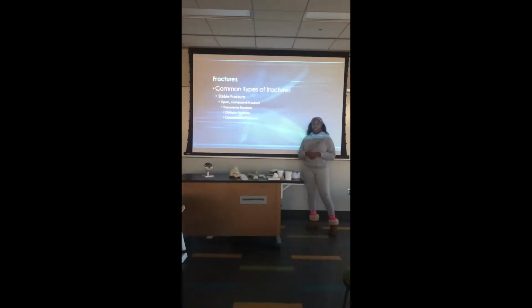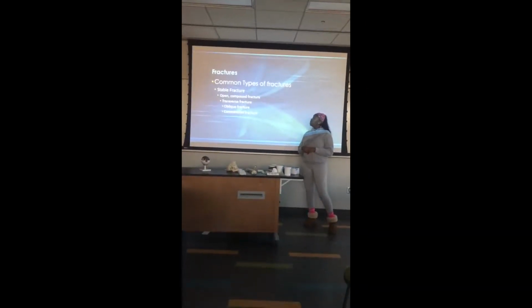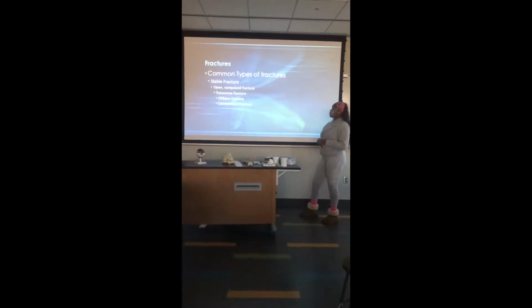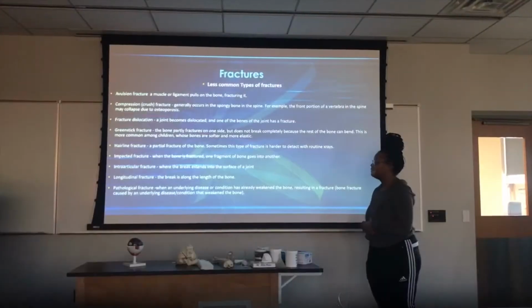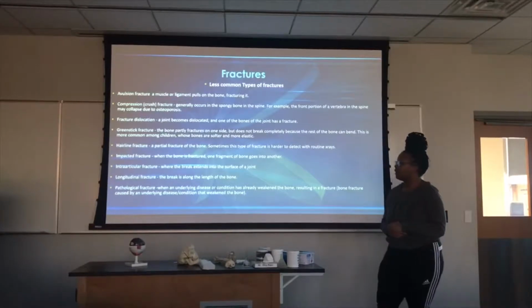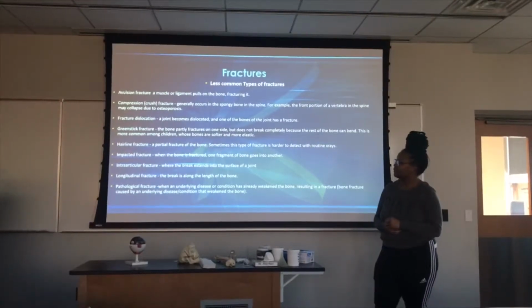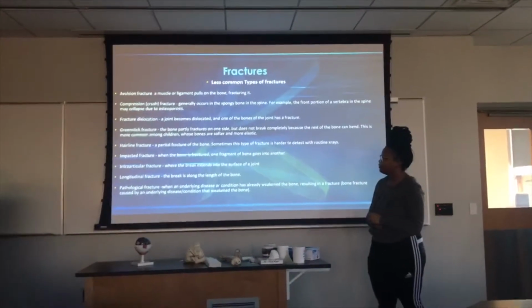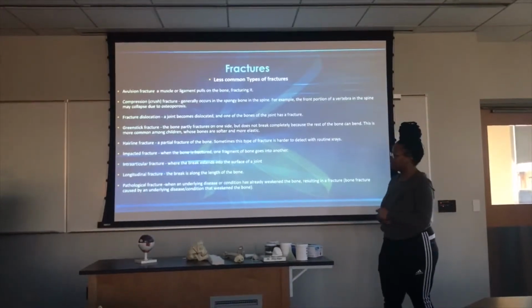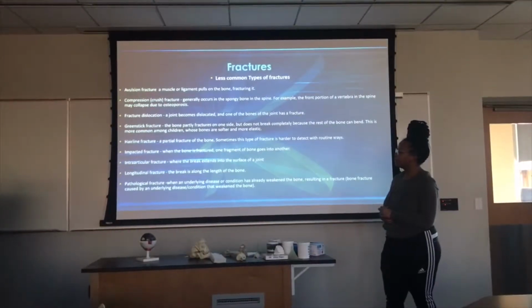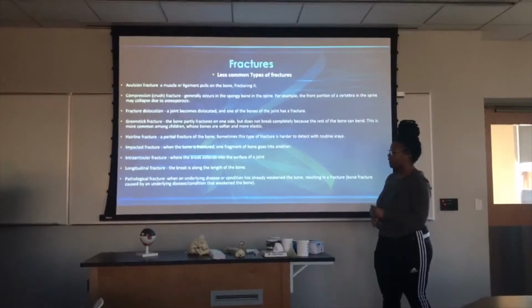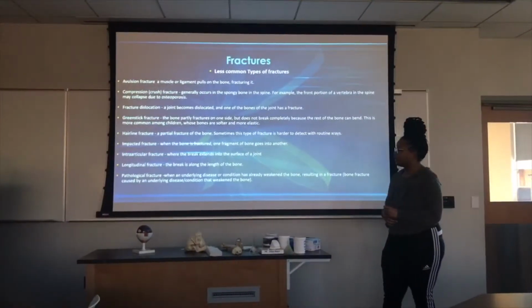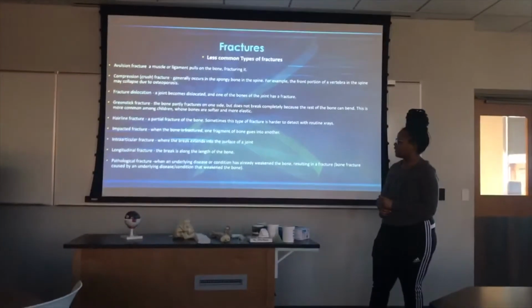More common fractures: stable fracture, compound fracture, transverse fracture, oblique, and comminuted fracture. Some of these common types of fractures are avulsion fracture, which is when a muscle or ligament pulls on the bone, which fractures it. A compression fracture generally occurs in the spongy bone in the spine. A fracture dislocation is when a joint becomes dislocated and one of the bones of the joint has a fracture.